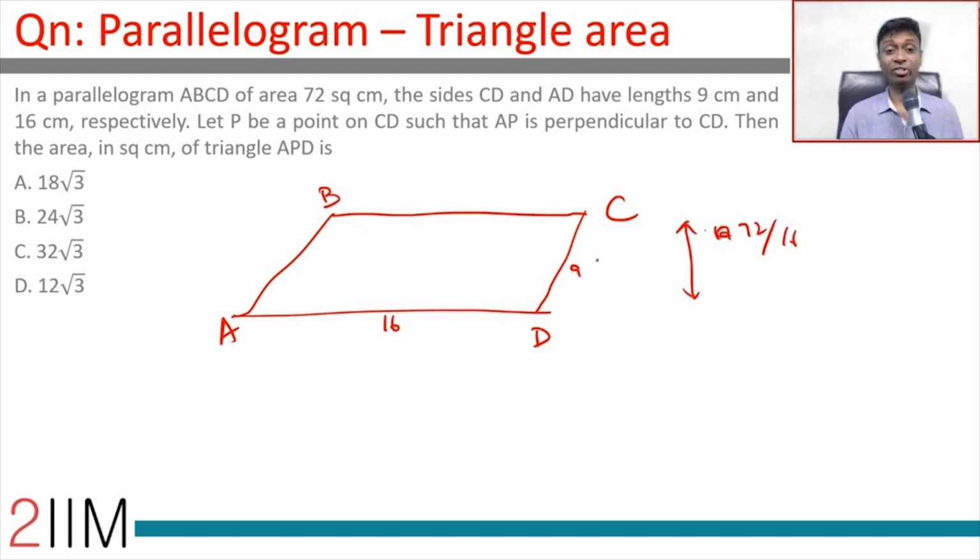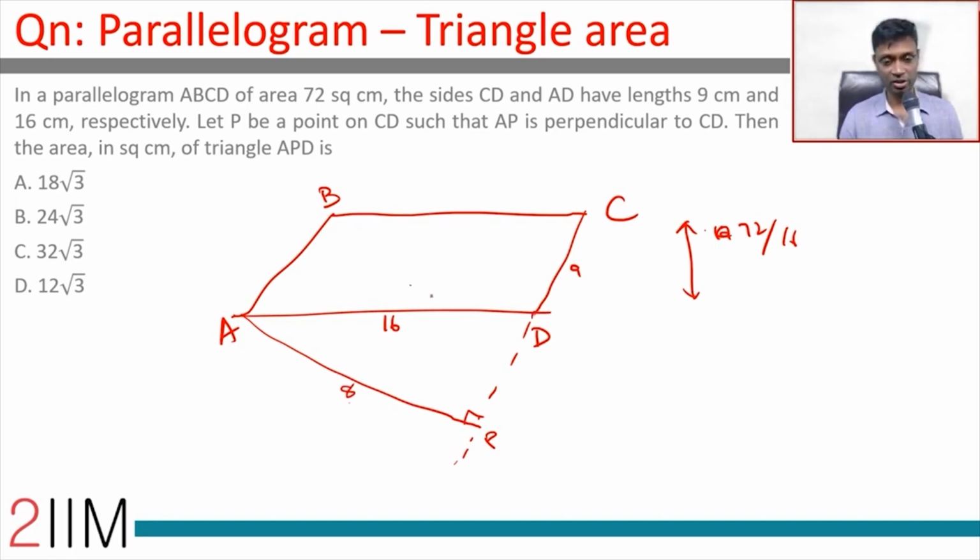Let P be a point on CD such that AP is perpendicular to CD. We will draw a perpendicular from A to CD. It's not going to be on CD, it's going to be outside, which is all right. We say this point is P. We know that AP measures 8. The area in square centimeters of triangle APD is what we need to find.